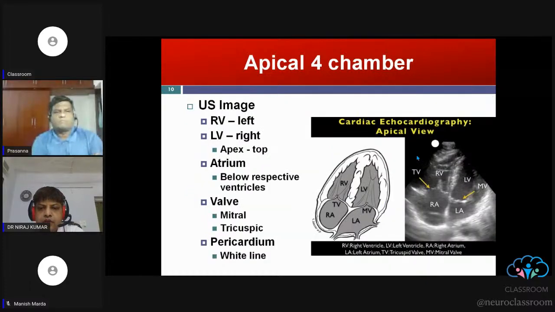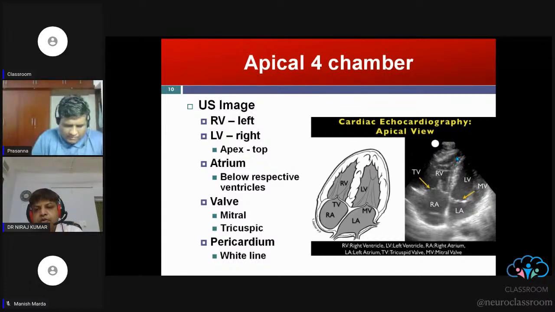And you will acquire this image. So first of all, we can see the apex of the heart, because the apex of the heart is very close to the probe. So a structure which is close to the probe will appear on the top of the screen. That is the one principle.